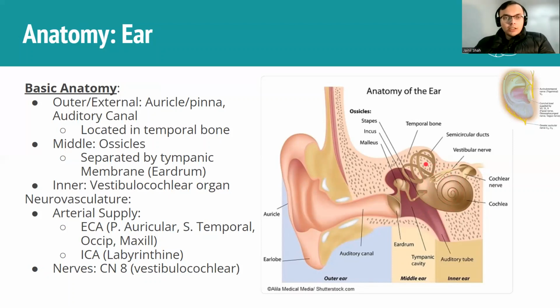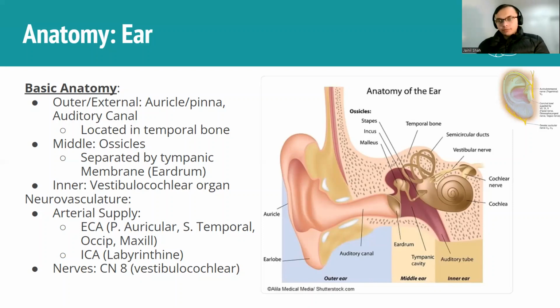And then you have your neurovasculature. Again, it's not too high yield here to look at the arterial supply because it's quite a rich arterial supply. And so there's no real significance in having to learn exactly which branches supply it. But just for your own knowledge, the external carotid artery and the internal carotid artery both supply the ear. They have their own branches that supply it. So there's a posterior auricular, which makes sense for supplying the ear, superficial temporal, occipital, and maxillary. And then internal carotid is supplying the ear via the labyrinthine branches.